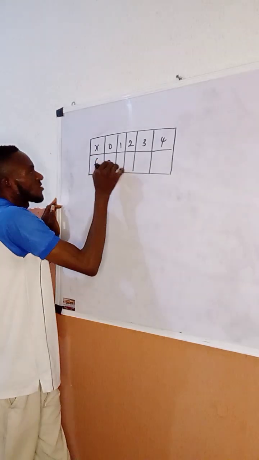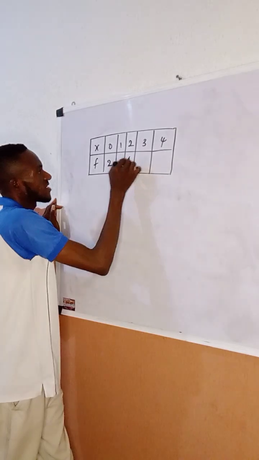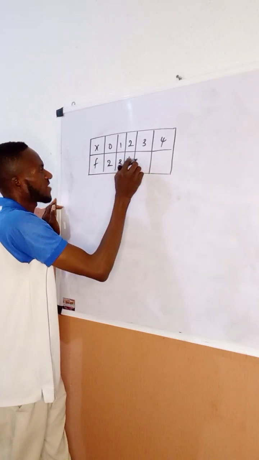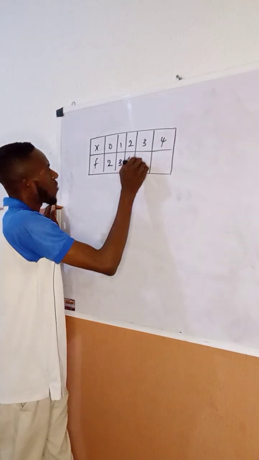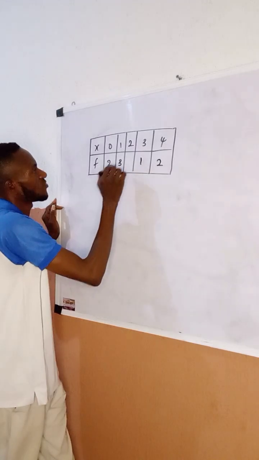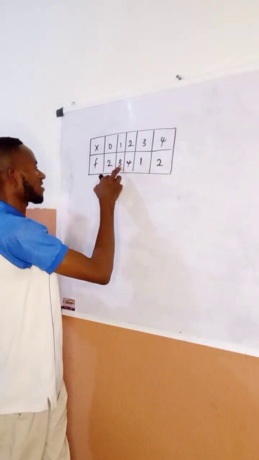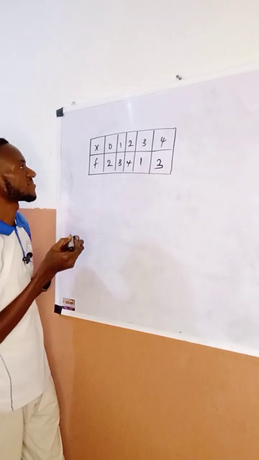And let me say I have here to be 2, I have here to be 3, I have here to be 6, let me say I have here to be 1, and I have here to be 2. Let me say I equally have here to be 4. So that here is 5, this is 9, this is 10. Let me have here to be 3.